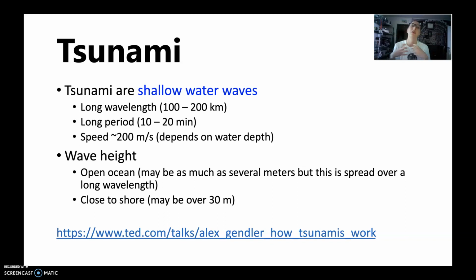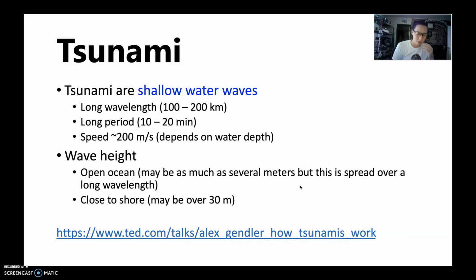In the deeper waters, they travel much faster, around the speed of a jet. And the wave height is actually pretty crazy. In the open ocean, it can be as much as several meters, but again, it's spread out over a super, super long wavelength. And then the closer they get to shore, right, they start to interact. As they approach the shore, the water right at the shore goes out, and then that makes the wave much, much taller.